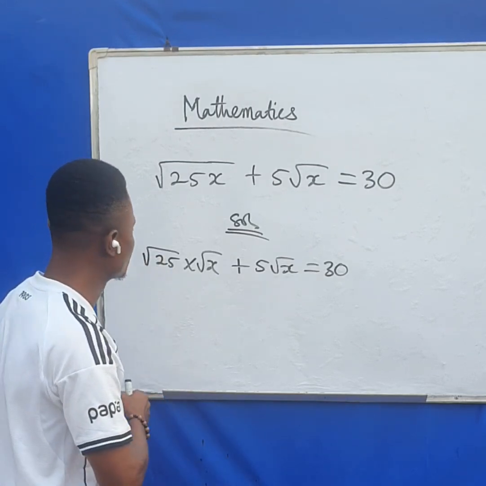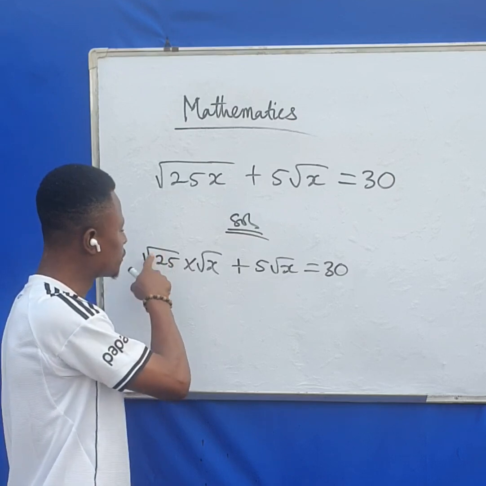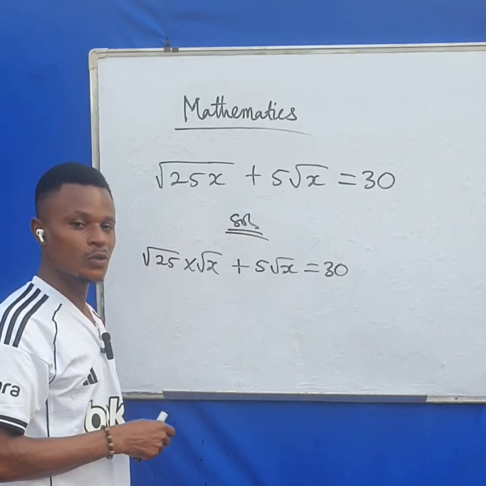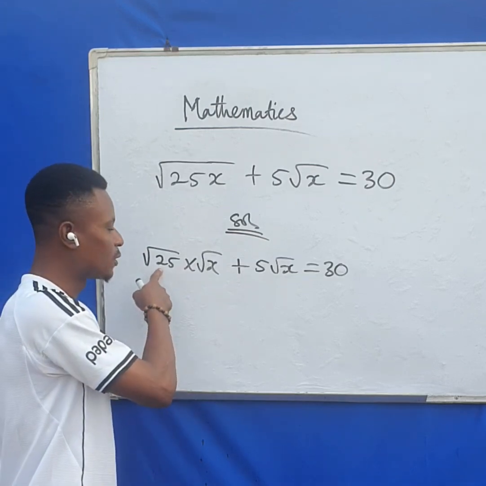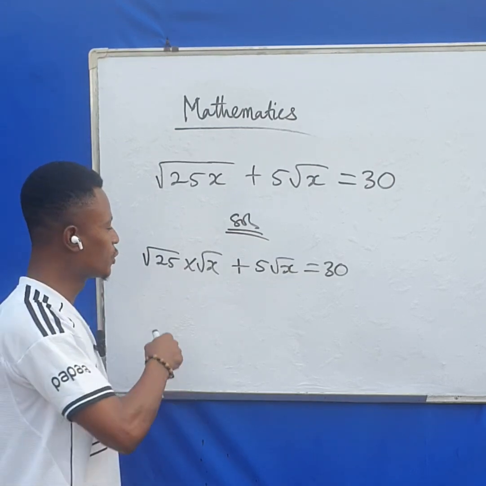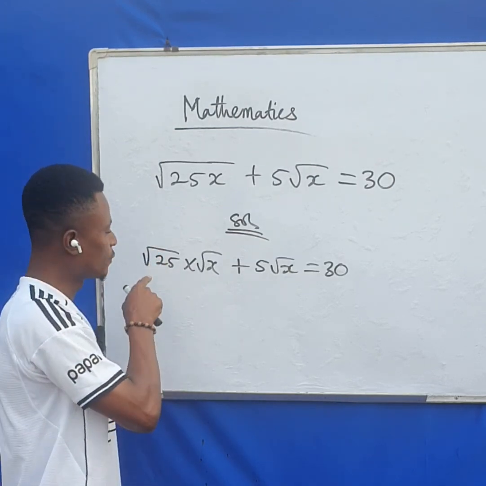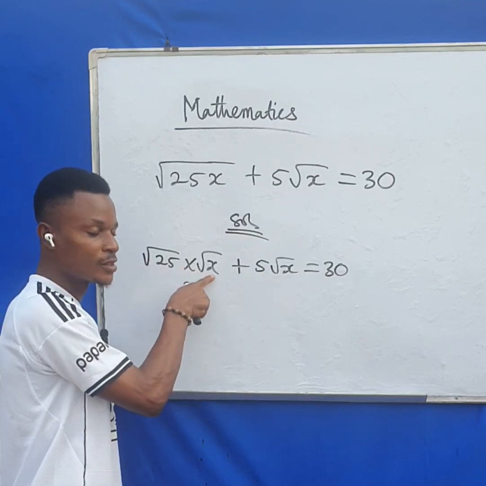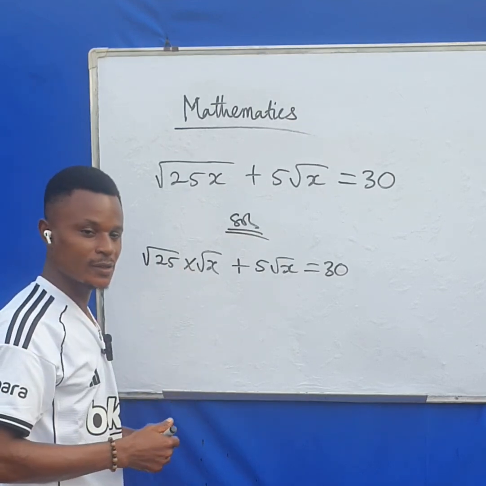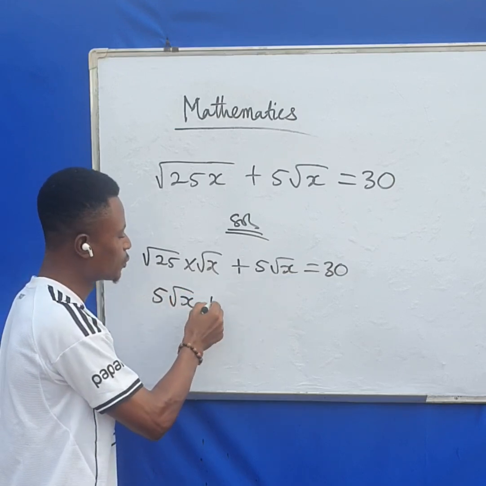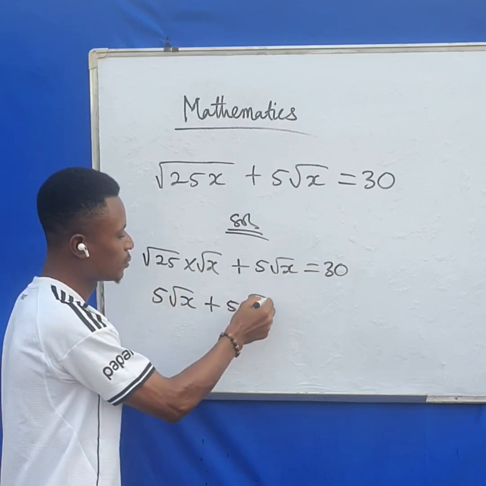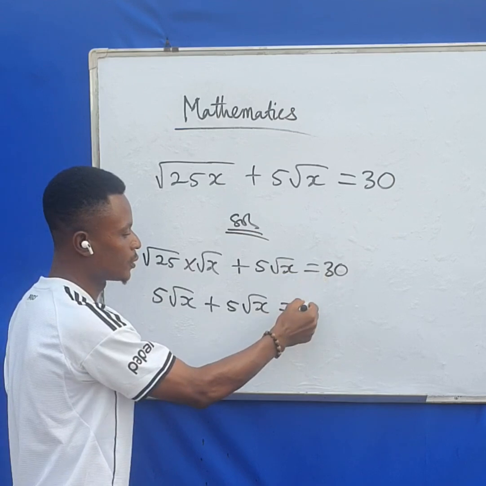So now, square root of 25 will give us 5. Square root of 25 means a number that can multiply its own self twice to get 25, and that number is 5. So the square root of 25 is 5. That 5 now times this root x will give us 5 root x. So we have 5 root x, then plus another 5 root x equal to 30.